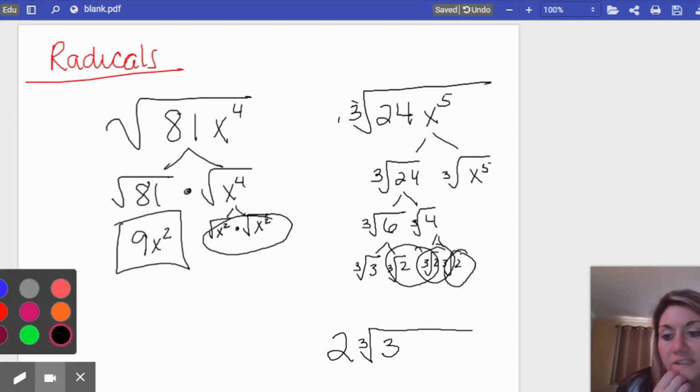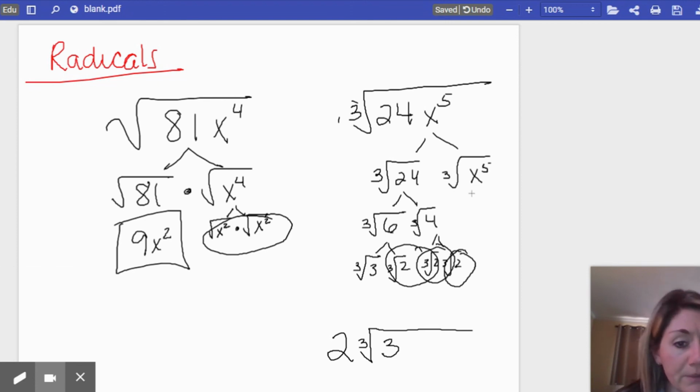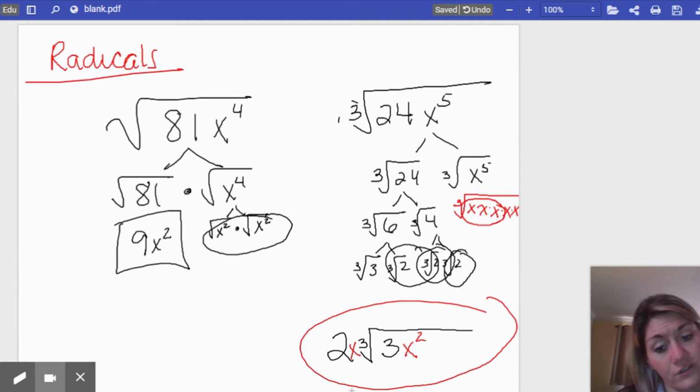And then let's look at these x's. I'm going to switch colors hopefully to help you see better. So the cube root of x to the 5th is the same as the cube root of x times x, 3, 4, 5. Okay? So when I do that, do you see how I have 3 here, which means I can take 1 out, and I'm left with 2 underneath my cube root, so x squared. So my final answer is 2x times the cube root of 3x squared. I'm going to do one more example, and then you guys have some practice problems.